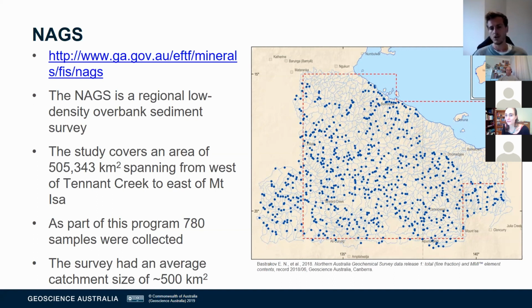So NAGS is our latest regional scale low density overbank sediment survey. The image on the right-hand side there shows the sample locations with each of the catchments that the samples represent. As you can see there, a lot of the samples are located in the Northern Territory. However, we still have a fair number of samples that span into Queensland and particularly north of Mount Isa. For the entire area, we have 780 samples, with each one of these representing a catchment of roughly 500 square kilometres.